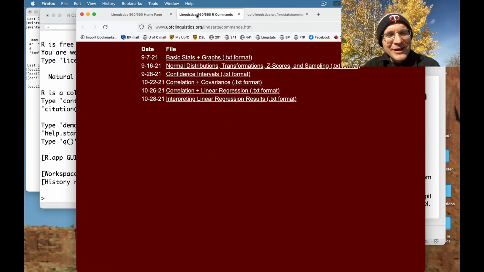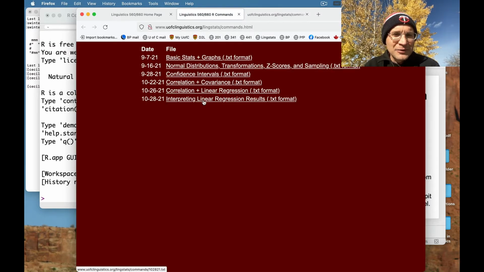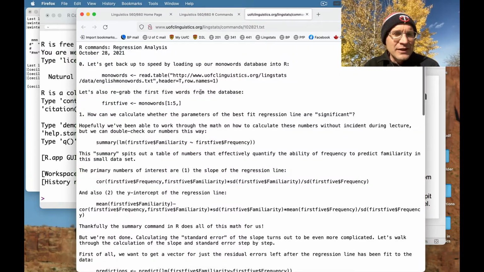But anyways, what I'm going to talk about today is a follow-up of what I talked about in the previous lecture on basically using R to account for variance in Y based on predictions made on the basis of X. So what we're going to do here is run a linear regression in R using data we've seen before, and then try to figure out what the numbers are telling us in the output of the R command. If you want to follow along at home, you can click on the interpreting linear regression results link down here, and it'll show you this.